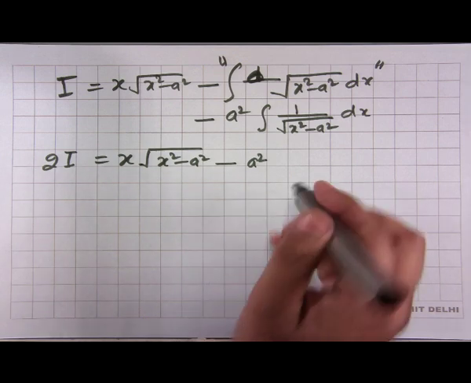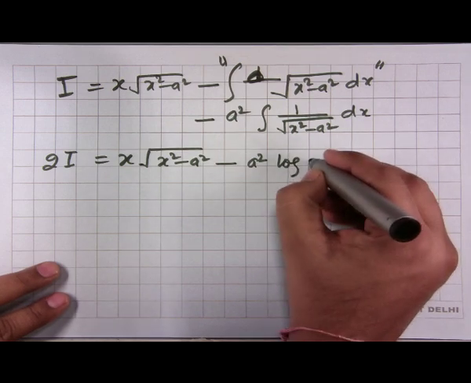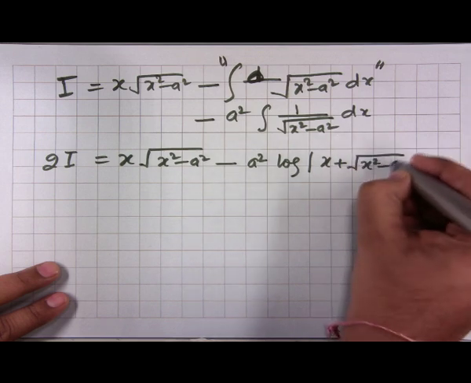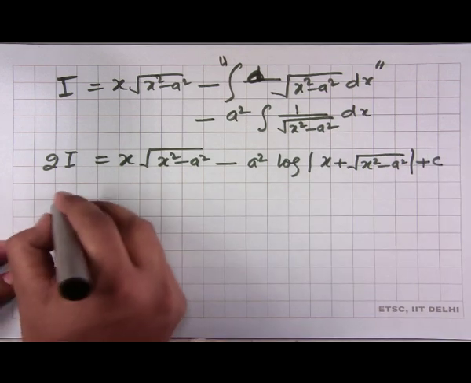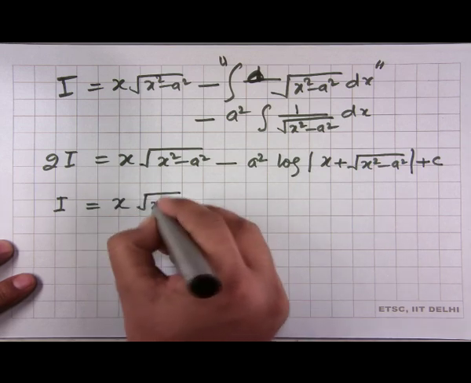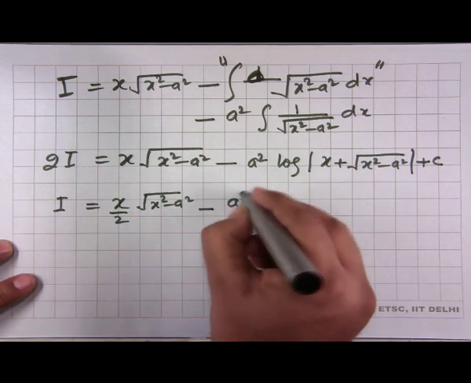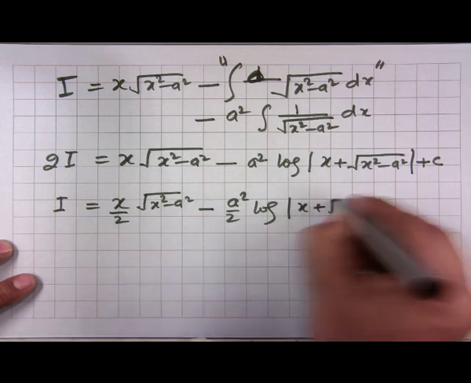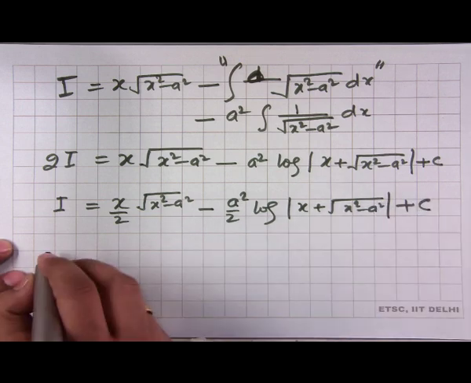the logarithmic function of x plus square root of x square minus a square, and then finally a constant of integration. So, finally, this integral I turns out to be x square root of x square minus a square by 2 minus a square by 2 logarithmic of mod x plus square root of x square minus a square plus the constant c.